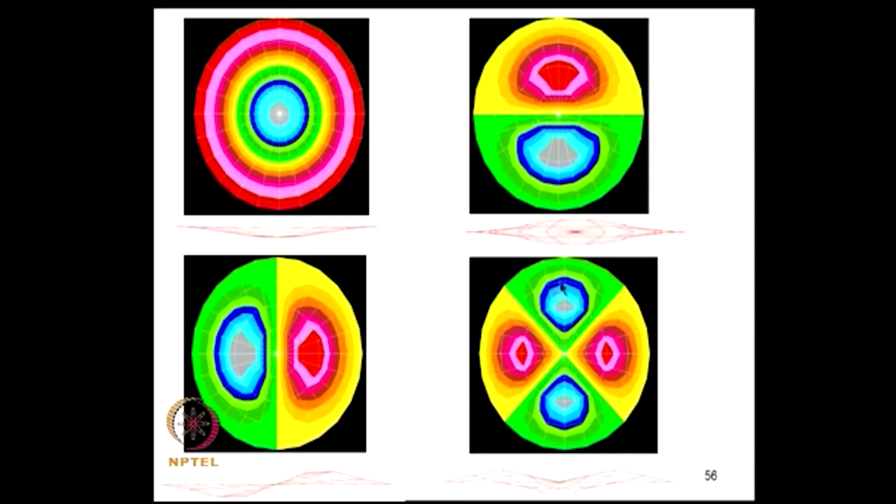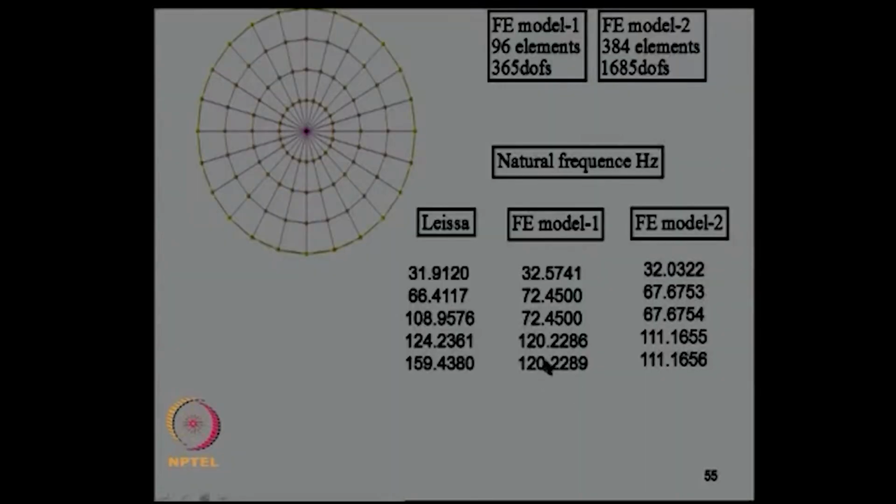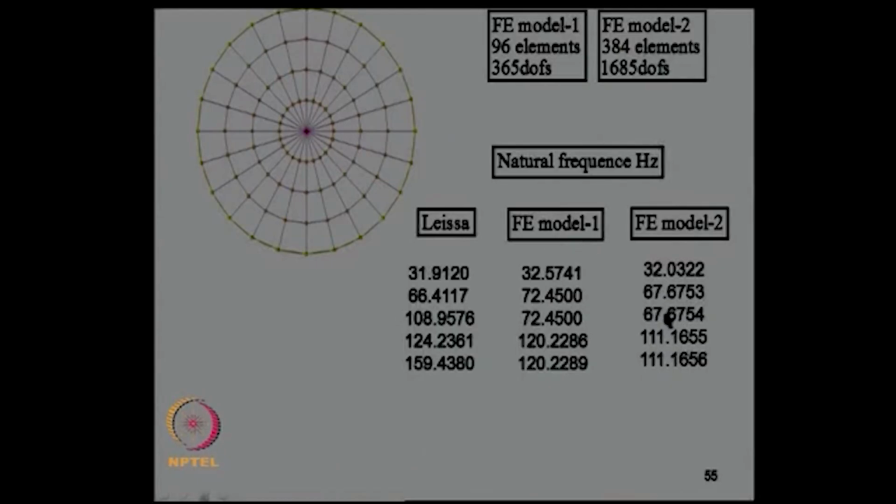Similarly, the next mode also appears like this, the nodal lines are like this, and these two frequencies also repeat. So, in a refined model we get similar features and we see that the answers are slowly moving towards the exact solutions.